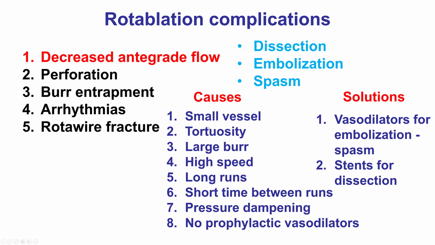The most common causes are atherectomy of small and tortuous vessels using large burrs and high speed with both rotational and orbital atherectomy. But risk factors for slow flow and distal embolization also include performing long runs, because there is more debris liberated, and having a short interval between the runs. Ideally, one should spend enough time waiting between the runs to allow any debris to go through the microcirculation before additional debris is released during atherectomy.